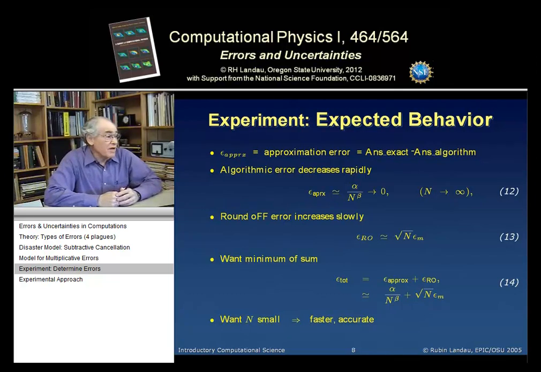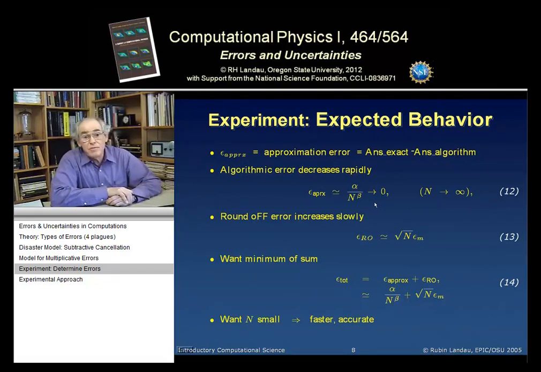The basic rule of thumb is the algorithmic error has to decrease when you use more terms. And usually it decreases as some power of capital N. So we see here in equation 12, we're assuming that the approximation error looks like some constant alpha divided by capital N to the power beta. Alpha and beta are unknown, but you can determine those experimentally. And this is maybe not true for small N values, but as N gets larger, when it starts converging, it must be true.